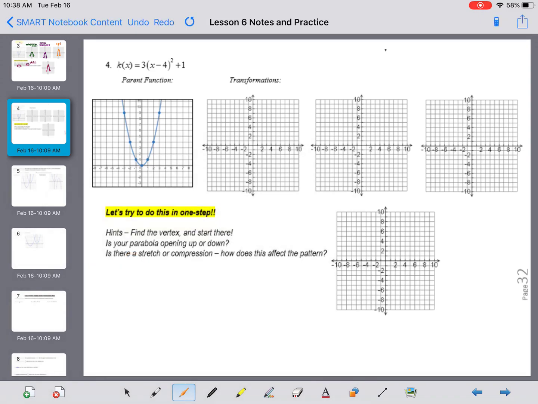List your transformations. So we have that 3 out in front, so that means a vertical stretch. Because it's bigger than 1, it's a vertical stretch by 3. And then we're minusing on the inside, so that means we're going to go right, think opposite. We're going to go right 4. And then we have the plus 1 on the outside, so we're going to go up 1. So again, when we do a stretch, your vertex is going to stay at the origin, and we're still opening up because there's no reflection.